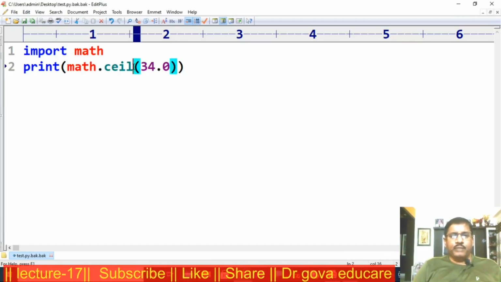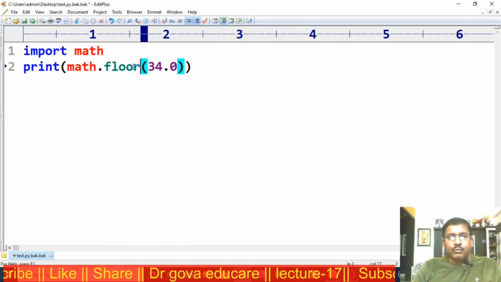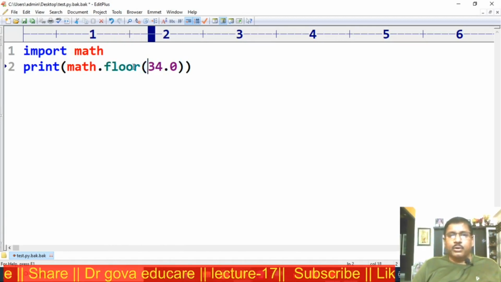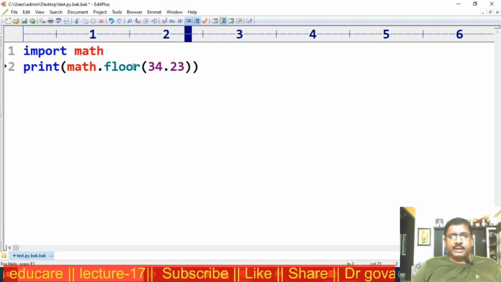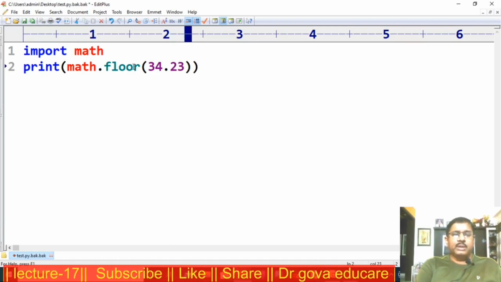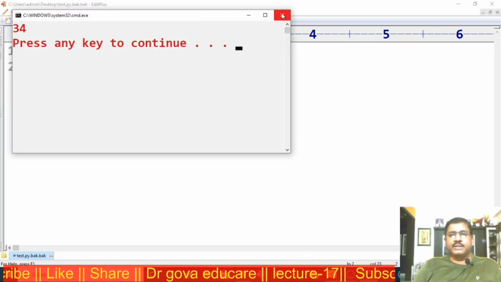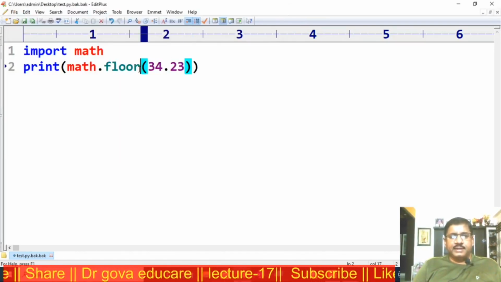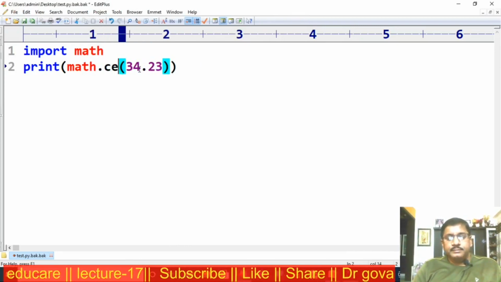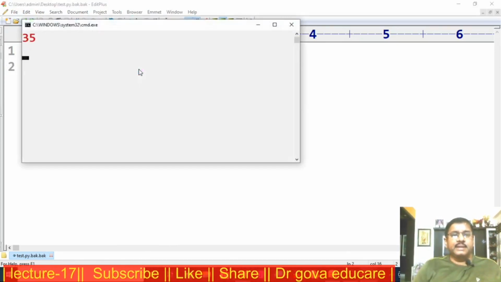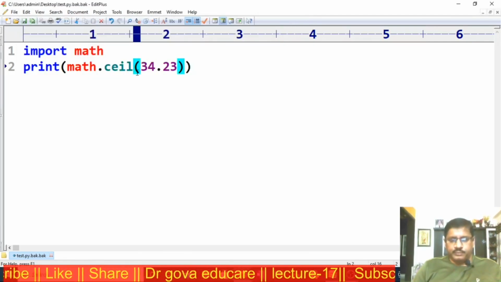Next, the floor function. Floor of 34.23 gives the lower value. The output is 34. This is the difference. Ceil gives 35, the higher integer. Ceil is the higher integer. Floor is the next lower value.